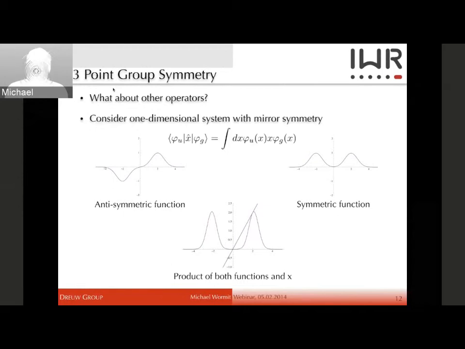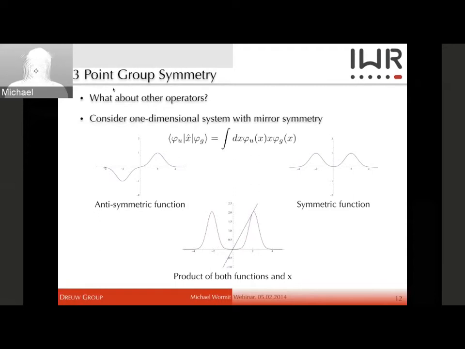Here, let's consider a really simple example, because I have problems drawing 3D pictures for this. Consider we have a system which has a mirror plane along the y-axis, just a one-dimensional system, and then you can have two functions, the gerade function and the ungerade function, or an odd function. I've plotted one on the right and one on the left. So these are just two possible functions.